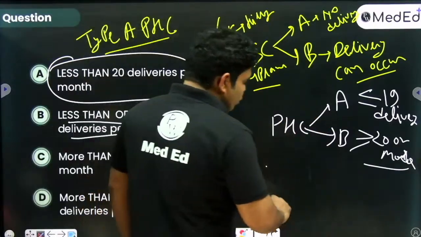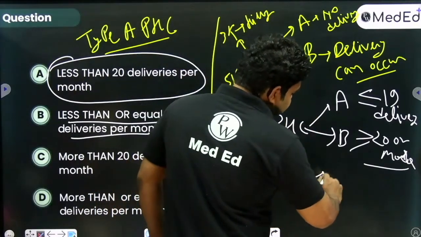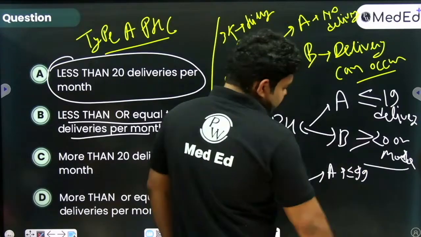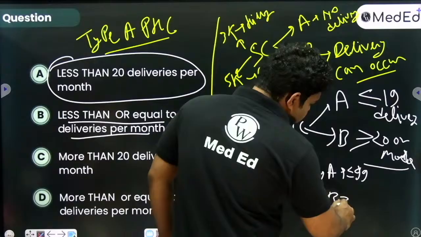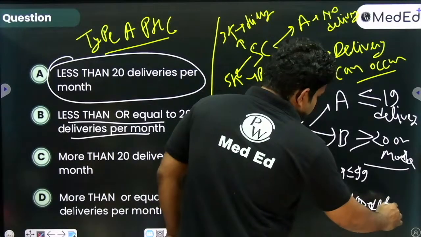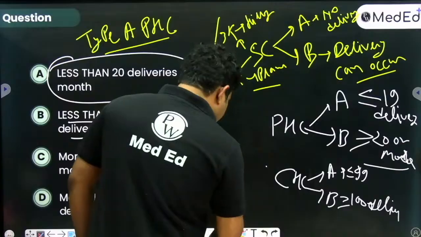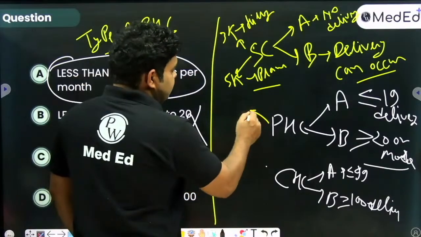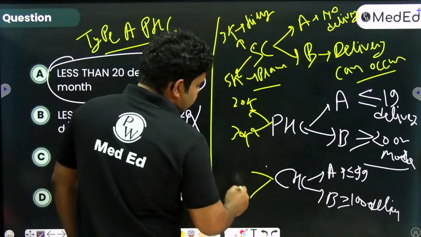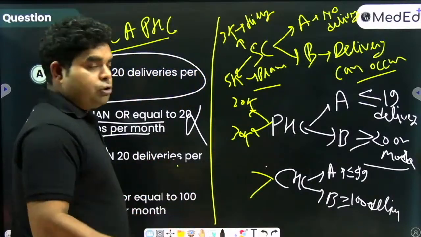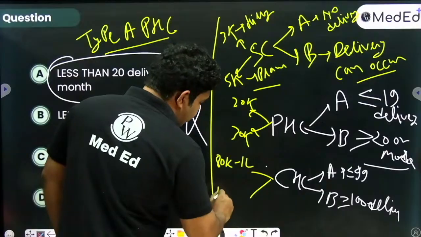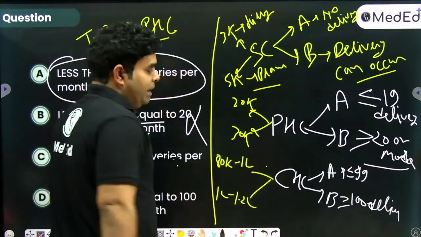Similarly, sometimes they also talk about CHC. CHC type A means 99 or fewer deliveries. And if it becomes 100 or more than 100, it is type B CHC. Okay. And when it comes to the population norm, I hope you already know PHC is 20,000 in hilly area, 30,000 in plain area. CHC is 1 lakh plus minus 20,000. That means 80,000 to 1 lakh in hilly area and 1 lakh to 1.2 lakh in plain area.